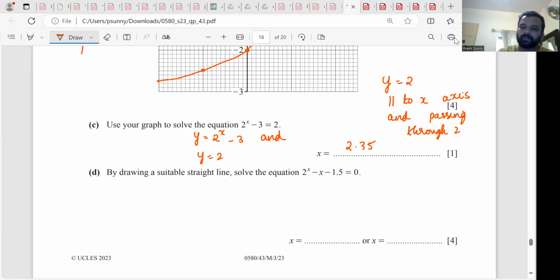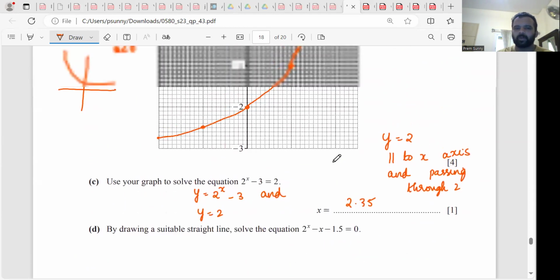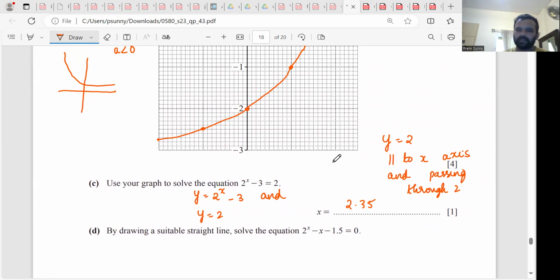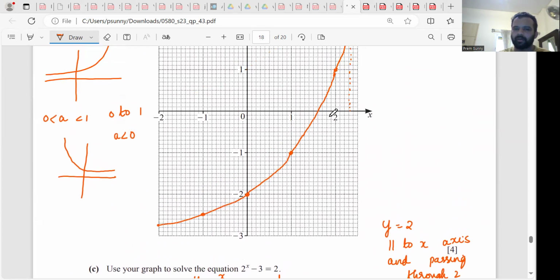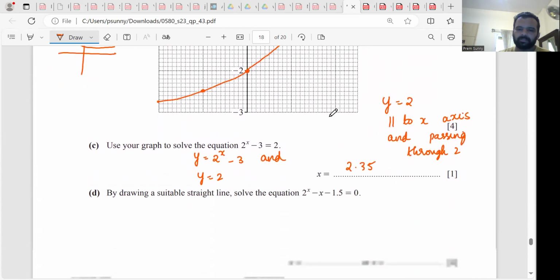And for this, the answer will be in a range because there can be a slight difference in drawing the curve and drawing the line. The answer will be around between 2.2 to 2.4, something like that. So now moving on to the next part here.